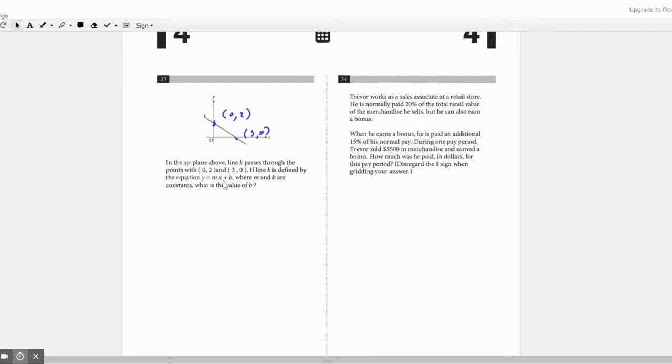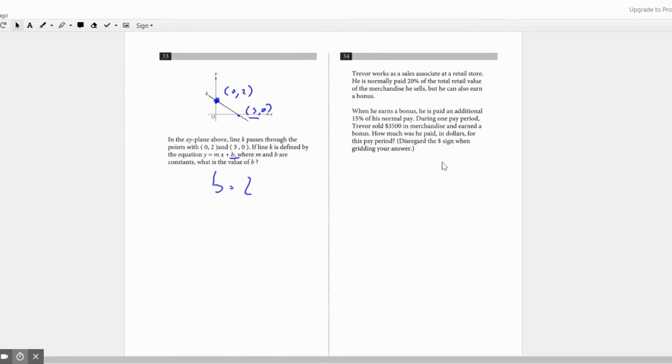And so all I really want you to be able to do is decide which one is the y-intercept, right? Because they asked about B, the y-intercept. That's going to be this one, the one on the y-axis. And so B is going to equal 2, not 3, because that is the x-intercept. You don't want to get those mixed up.